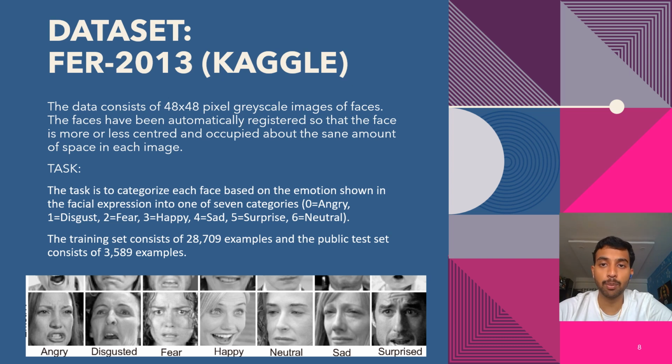It contains 48 by 48 pixel grayscale images of faces categorized into 7 emotions: angry, disgust, fear, happy, sad, surprise, and neutral. Each image has been standardized so that the face is centered and occupies roughly the same space, improving consistency for emotion detection. With over 28,000 training examples and nearly 3,600 test examples, this dataset enables robust training and testing of our emotion detection model.